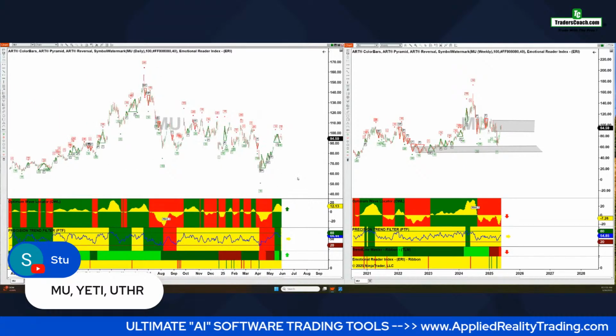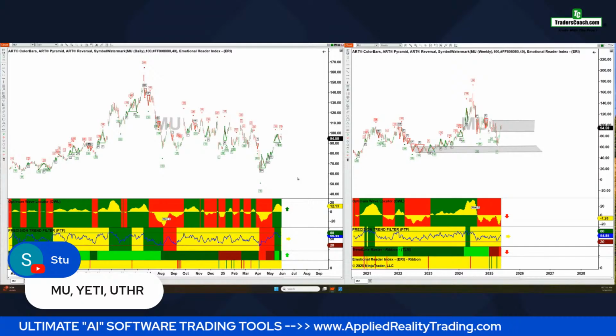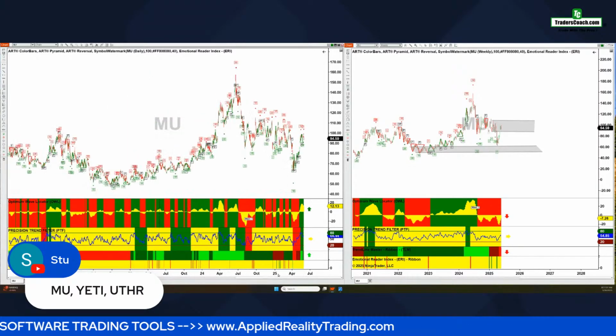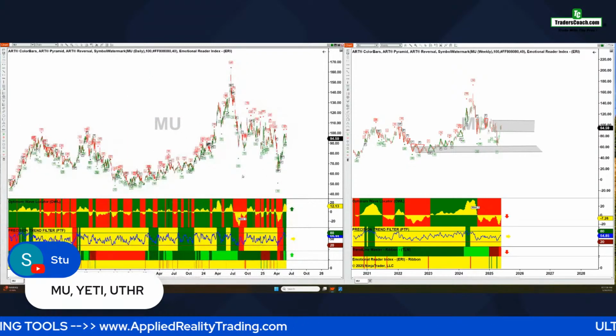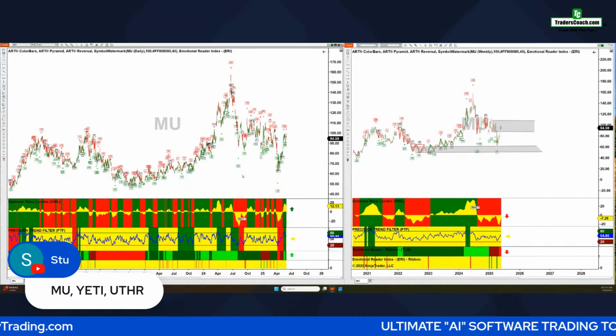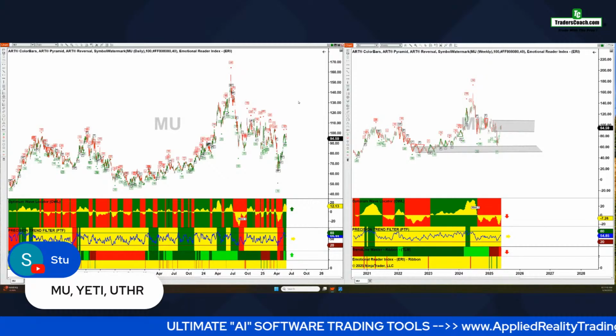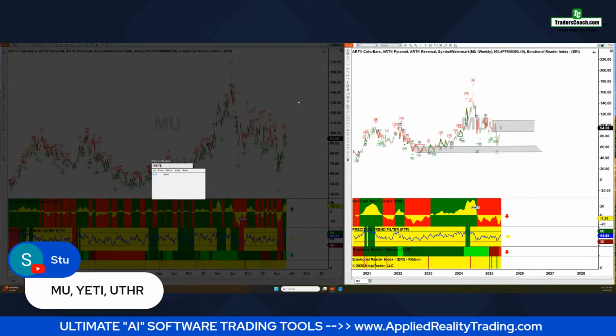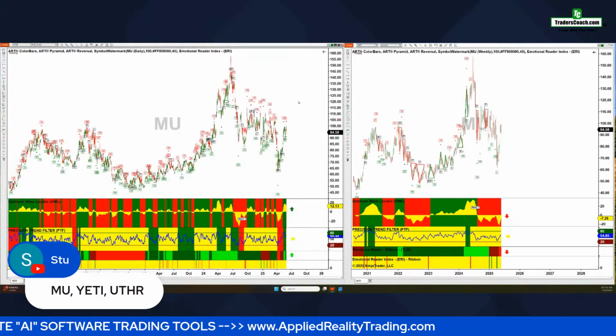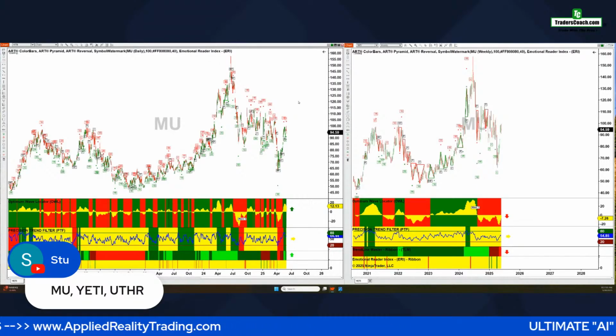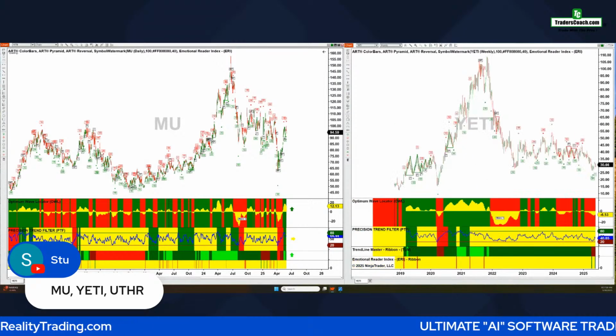I'm not going to recommend this one for anybody simply because it's not jumping out to me as super clear, and we could waffle here for quite some time. So I don't think it's one of my favorites, okay? Let's go on to YETI. Give that a second to load over there, and then we'll take a look at UTHR.